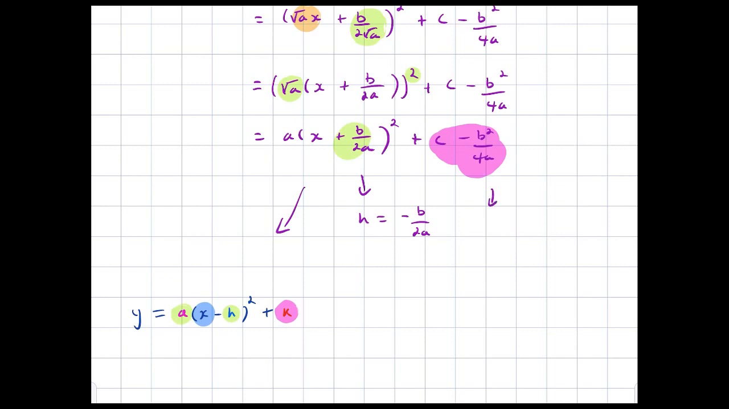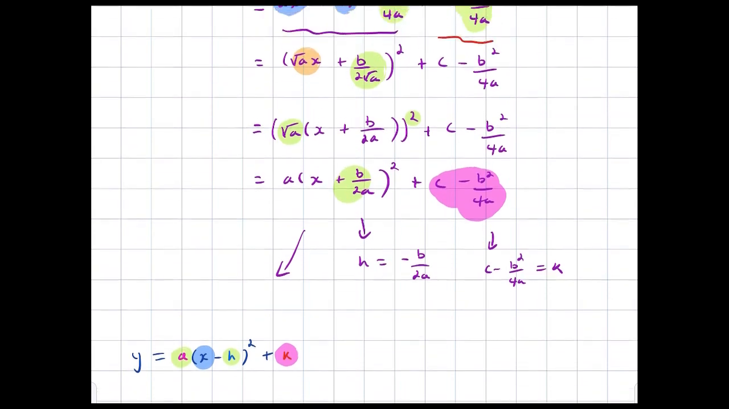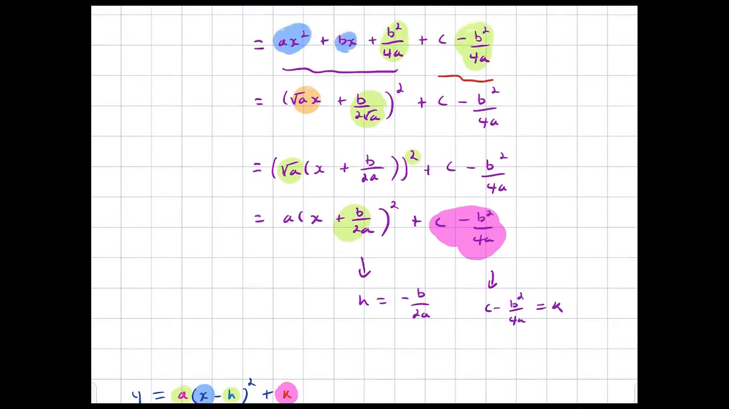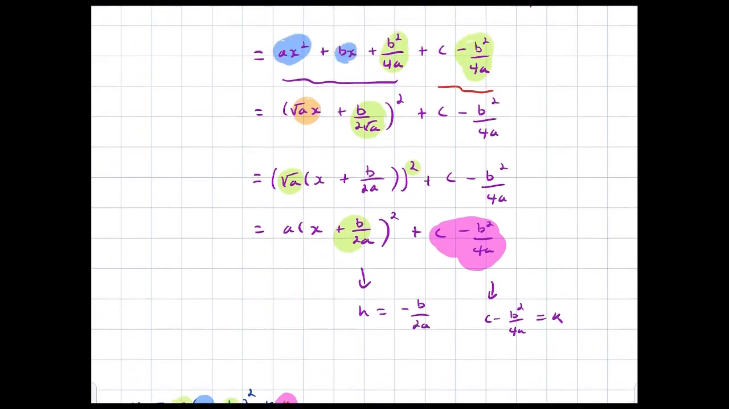And the k is c minus b squared over 4a. This is the k term. And that's it. That's completing the square. The only thing to keep in mind is, and hopefully everybody noticed this and was shouting at the screen, wait, what about what you did up here? That's a little bit shady.